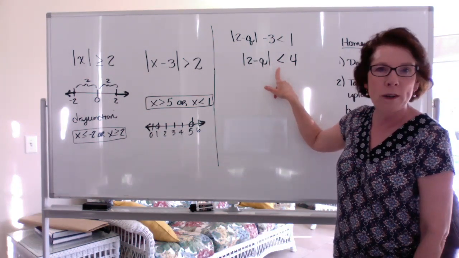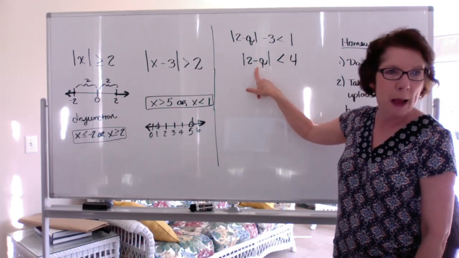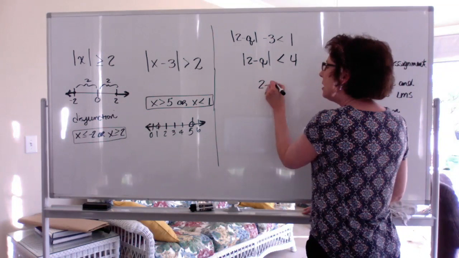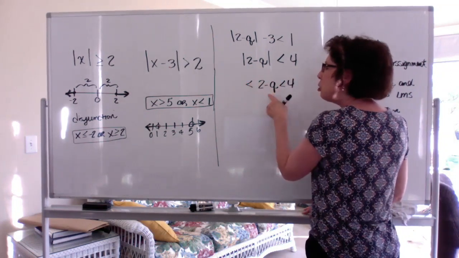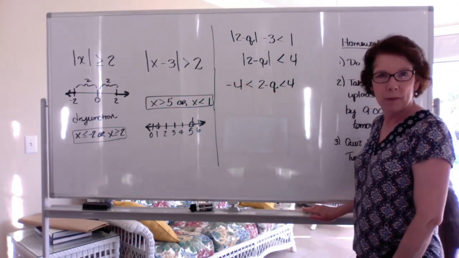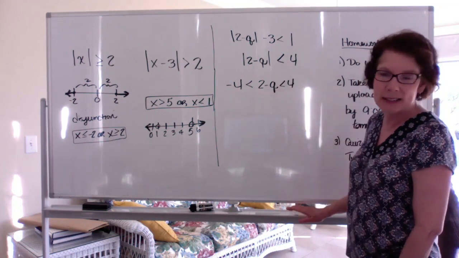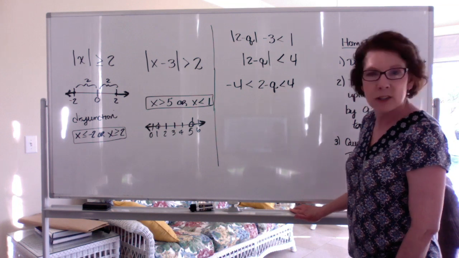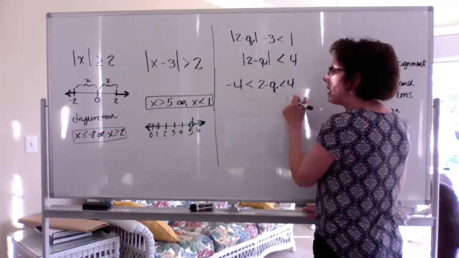So I'm now going to convert this to an and statement and eliminate my absolute value symbols. So I have 2 minus q is less than 4, and 2 minus q is greater than negative 4. There is my and statement because it is a less than absolute value. Okay, now what am I going to do? Let's isolate q. Let's subtract 2 from all 3 sections.